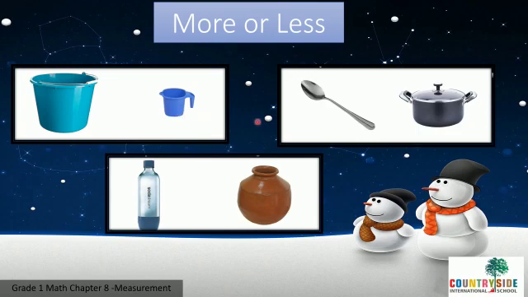Now let's see this one. This spoon holds less liquid and this pan holds more liquid. It means this spoon has less capacity and this pan has more capacity.